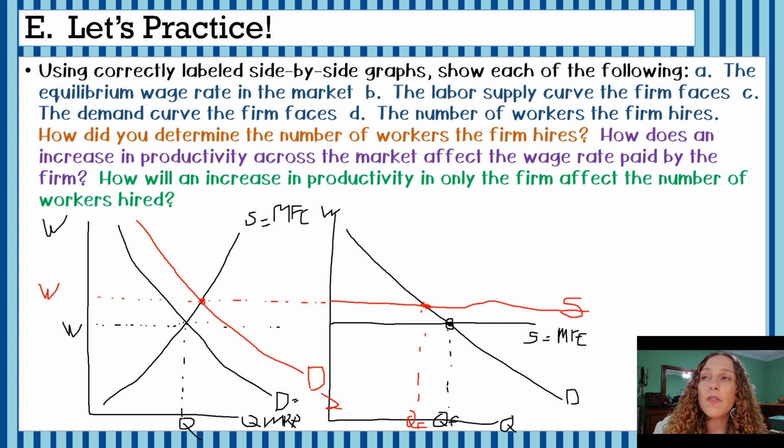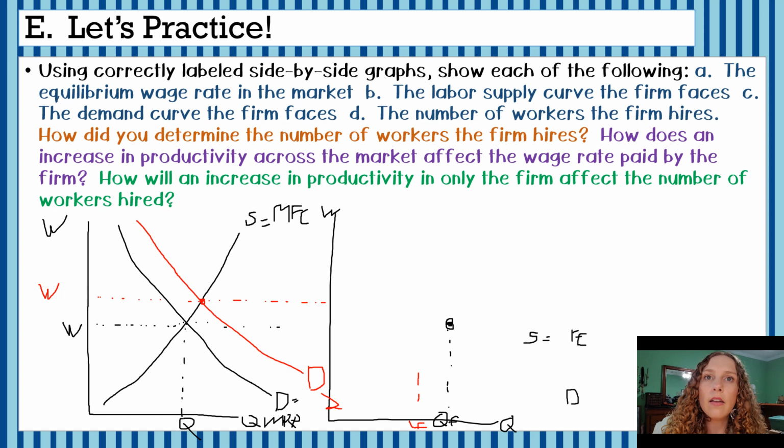Now, the last part of this says, how will an increase in productivity in only the firm affect the number of workers hired? So what we need to do there, let's assume, again, that this increase in productivity was just in this particular firm. I shouldn't have erased all of that. So let me go back to our original demand curve and our original supply curve that we had right there. Let me get rid of this. Okay, so there's my demand curve again.